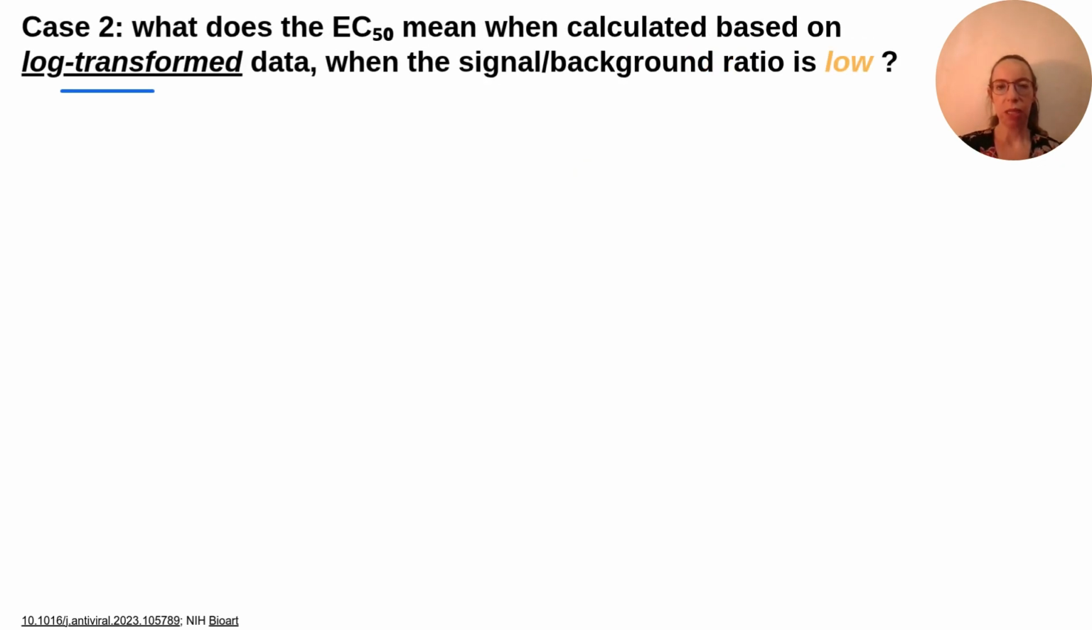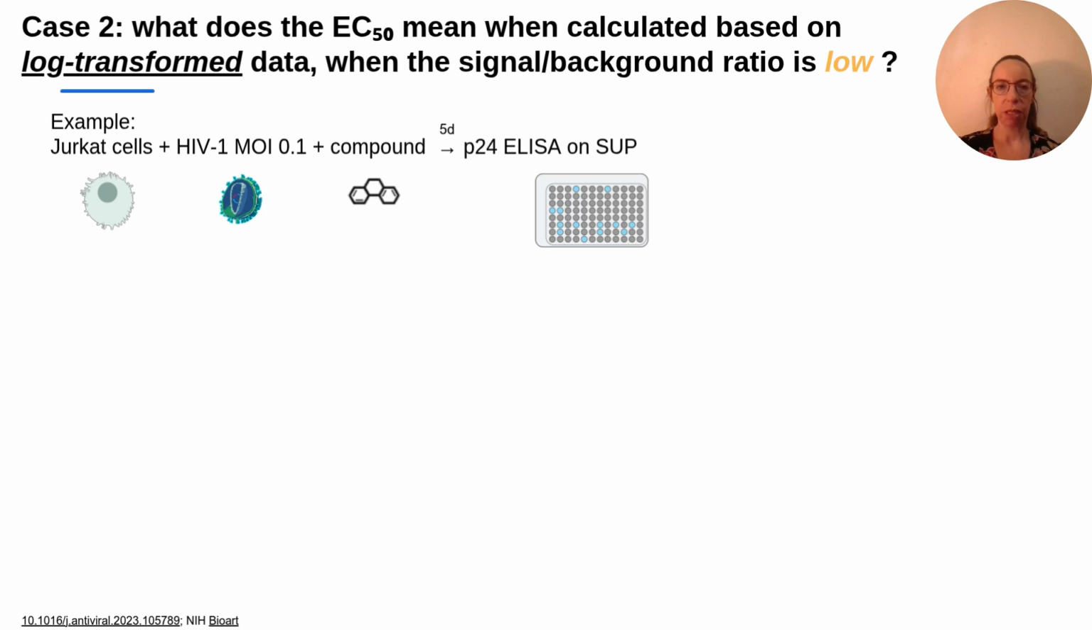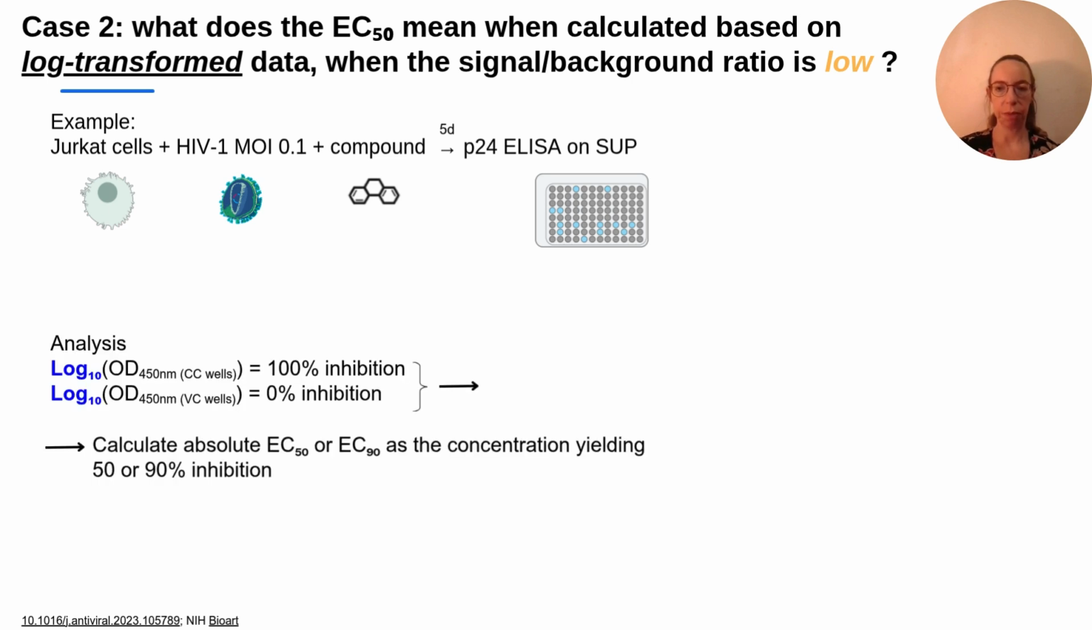Now moving to case 2 and log transformation of the data. So it's the exact same assay as before, but the data is first log transformed before being used. So that means for the analysis that the log 10 of the OD of CC wells will be defined as 100% inhibition, and the log 10 of the OD of VC wells will be considered as 0% inhibition. The calculation of the absolute EC50 or EC90s is the exact same as before. So in our case now, the log 10 of the OD of VC wells will be around 0, while the log 10 of the OD of CC wells will be around -1.